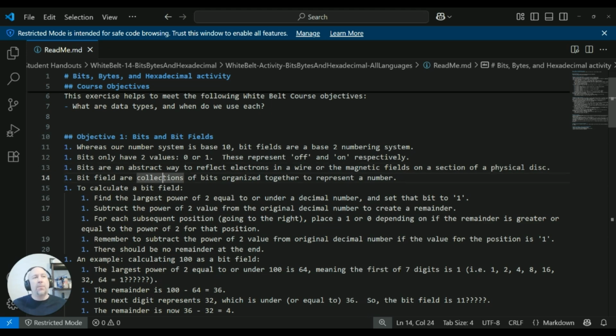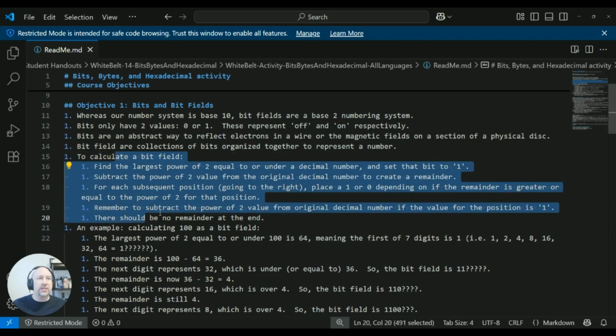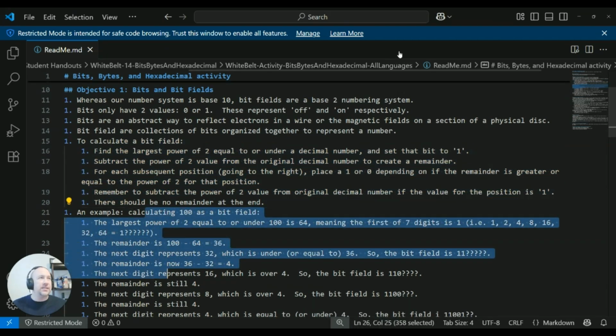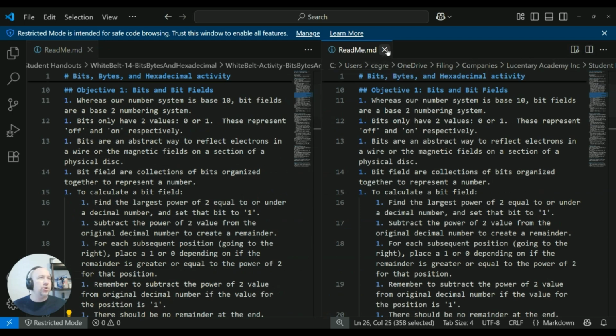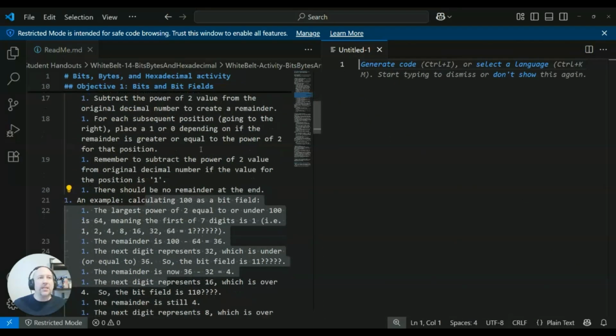Bit fields are basically collections of bits organized together to represent a number. I've got some instructions here on how to do this in general. I recommend reading through this. I'm going to jump down and start looking at the example here. So let me open up a new panel and a little scratch pad, and we're basically going to do this example.